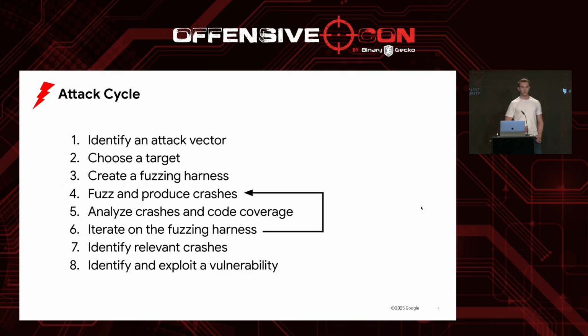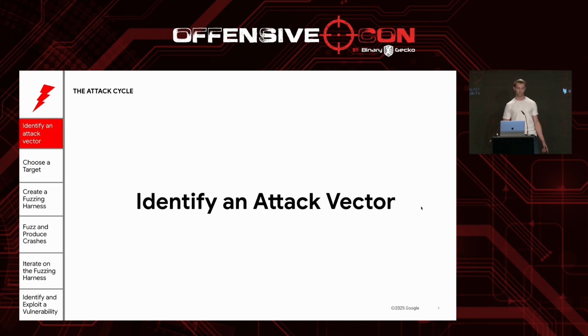The attack cycle that I used here was, first, I needed to identify an attack vector, choose a target, create a fuzzing harness, fuzz and produce crashes, then analyze those crashes and look at the code coverage, then iterate on that fuzzing harness. So understand what invalid or bad assumptions I was making with my fuzzing harness and improve it. And then at some point, hopefully generate some security relevant crashes and then work to create an exploit.